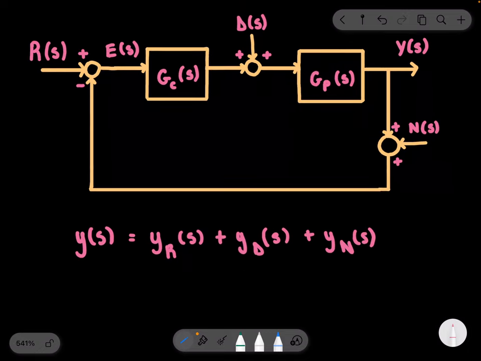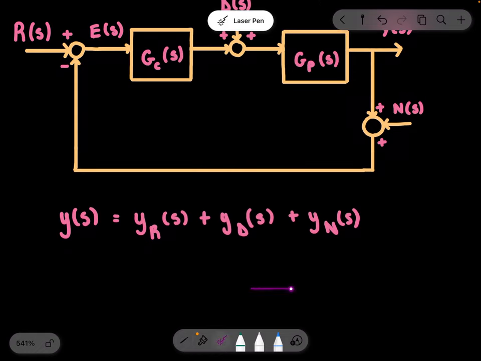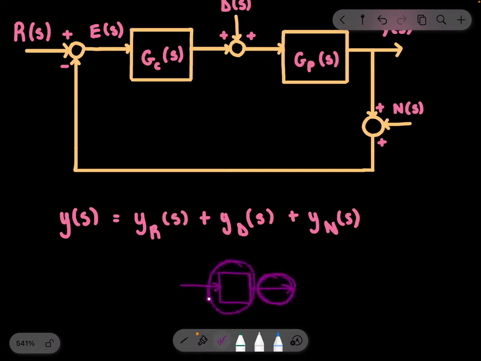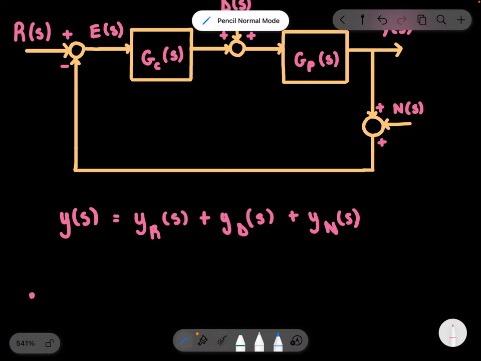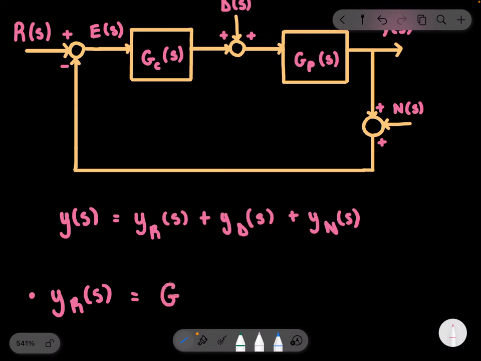And now each of these individual outputs we can write as the transfer function of the block multiplied by the input. So the individual output is the transfer function multiplied by the individual input. So let's look at the output due to the reference signal. We write the transfer function from the reference signal to the output, multiplied by the input, which is the reference signal itself.